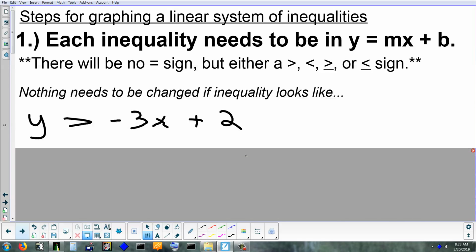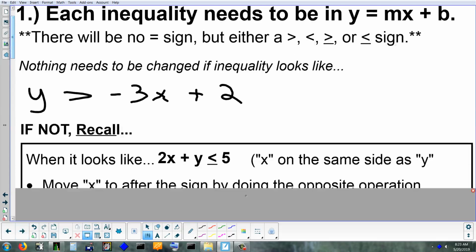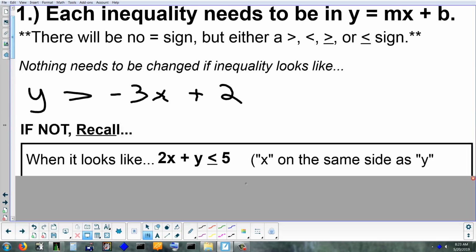Right. This part you don't have to write down. I'm just reminding you we already looked at that. Nothing needs to be changed if it already looks like this. If y is by itself, and then you have the number with x first, and then the number without x second, you're good to go. All right. So if not, okay. So now this goes in the box. If it looks something like that. It doesn't have to be exactly these numbers and letters, but I would just copy that down.